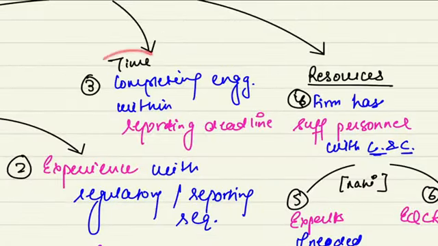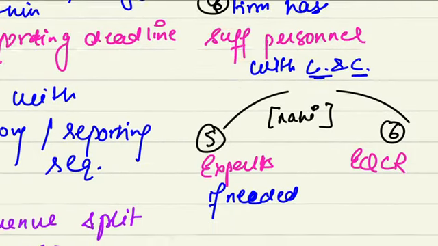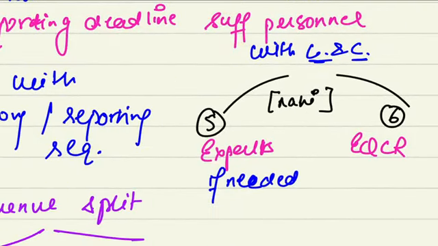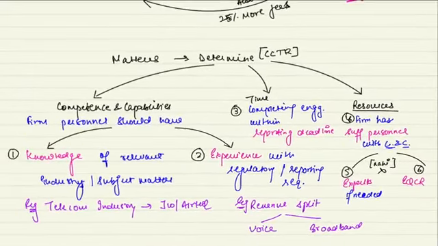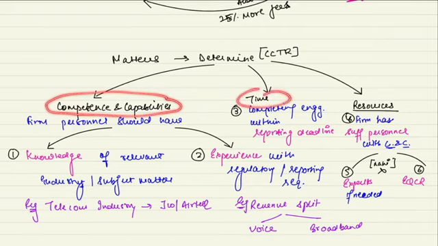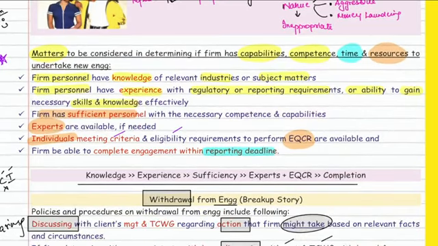Now, sir, comes the next part, time. Time means you are able to complete the engagement by the deadline. Resources means there should be sufficient personnel. And if they are not there, then in that case, you need the experts and EQCR. What is an EQCR? Don't worry, we will cover it in detail in the revision. So this is how you can learn the points easily. Just break the points conceptually into competence, capability, time, and resources. Easy peasy, sir.